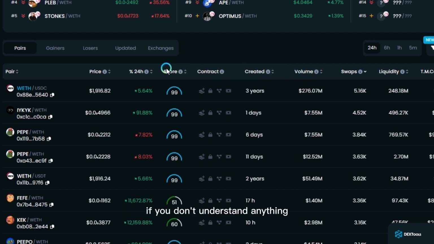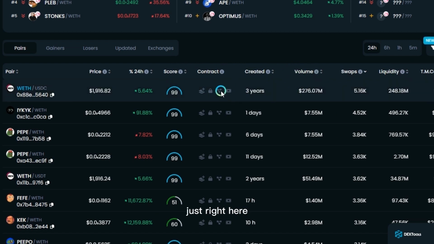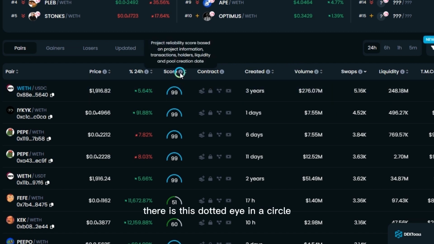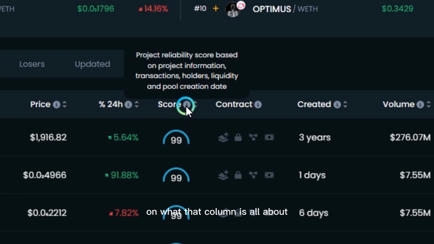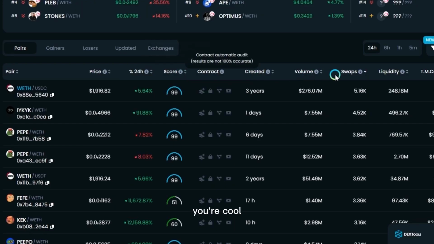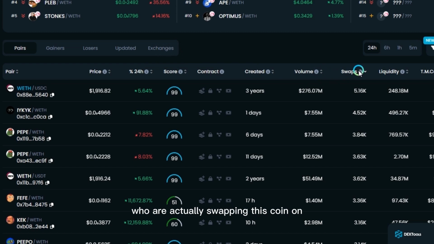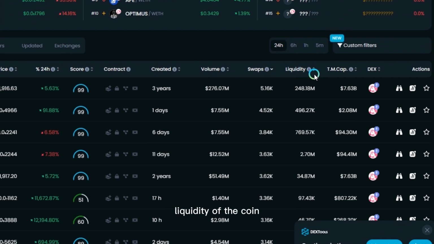And funny enough, if you don't understand anything, right here there is a dotted i in a circle. You could just put your cursor on it and it will give you some information on what that column is all about. So right here, you have volume, the number of people who are swapping this coin on a 24 hour basis in terms of transactions, the liquidity of the coin, the total market cap, and then the particular decentralized exchange that coin is trading on. Amazing information.